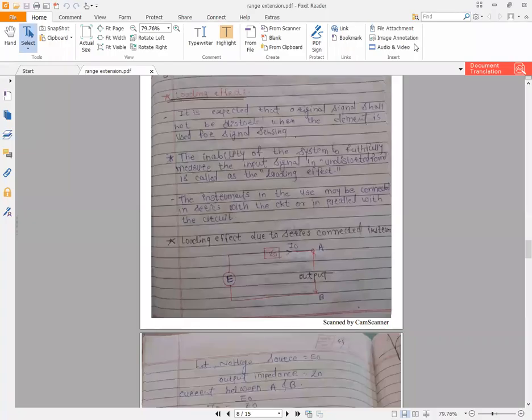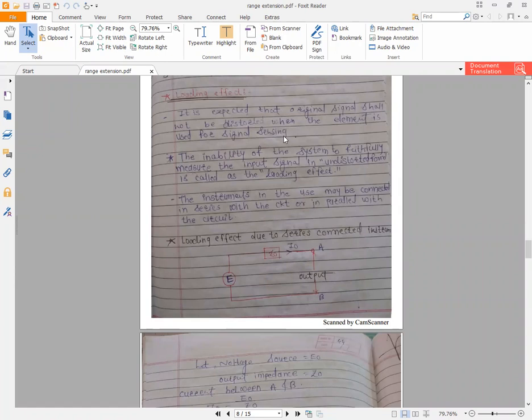In this video lecture, we will see what is meant by loading effect, or the concept of loading effect. So, what is meant by loading effect? It is expected that original signals shall not be distorted when the element is used for signal sensing.